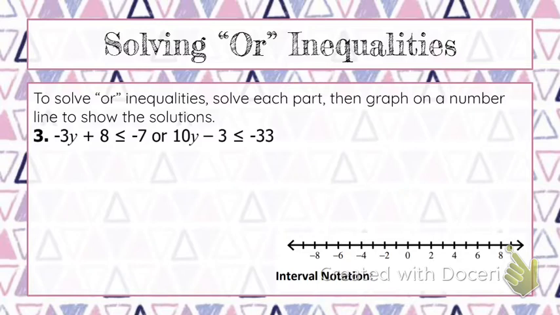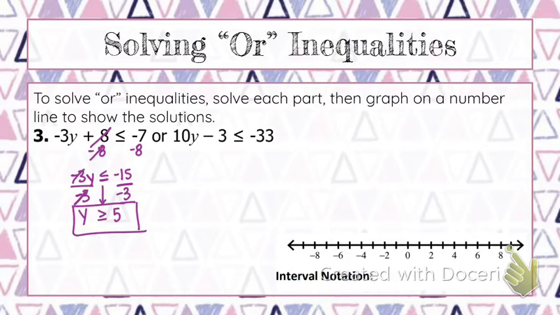So we solve each one individually first. Subtract 8 from both sides. Negative 3y is less than or equal to negative 15. Divide both sides by negative 3, and don't forget, when we divide by a negative, we have to flip our inequality symbol. So we'll get positive y is greater than or equal to positive 5. So that's part of our answer.